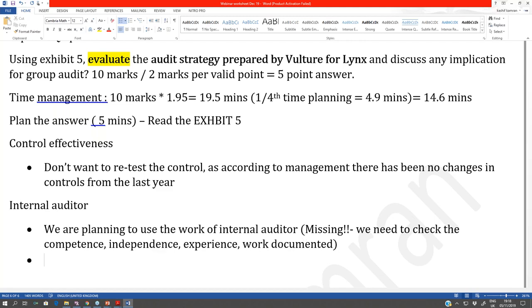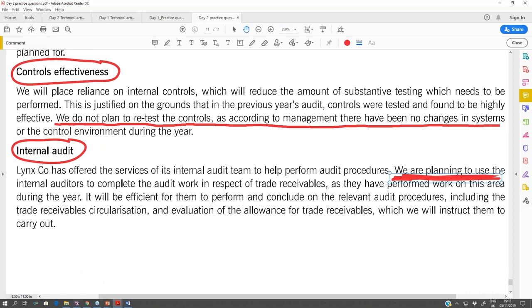Number two. We are planning to use the internal auditors to complete the audit work in respect of trade receivables as they have performed work on this area during the year. So they want to use the internal auditor for the audit work on trade receivables, because they think the internal auditor has already done work in trade receivables. It will be efficient for them to perform and conclude on the relevant audit procedures.